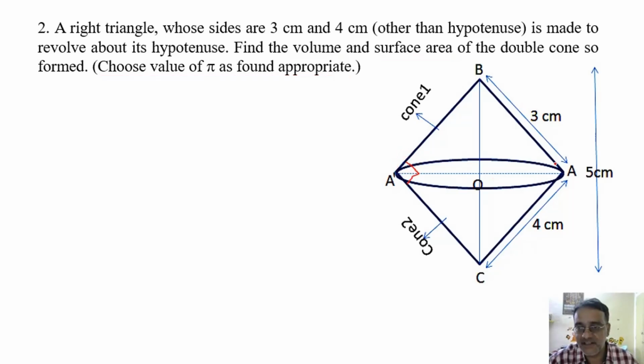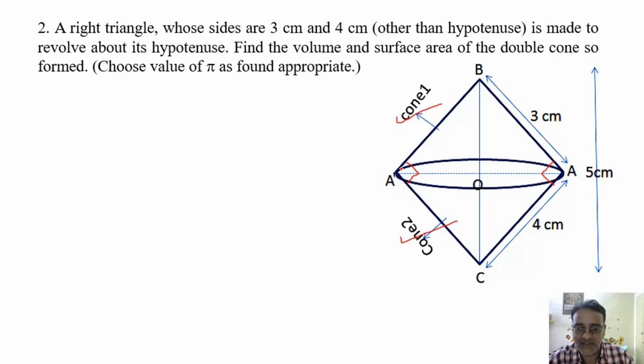So this is 90 degree and this is also 90 degree. And BC is the hypotenuse. Okay, BC is the hypotenuse. If it is revolved around the hypotenuse, we'll get two cones, upper cone and the lower cone. If we revolve the triangle about AB, then we'll get one cone.